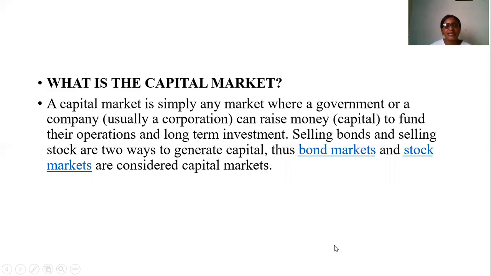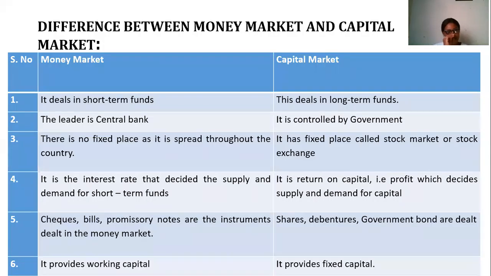So a capital market is simply any market where a government or a company, usually a corporation, can raise money, which is capital, to fund their operations and long-term investments. Selling bonds and selling stock are two ways to generate capital. Thus, the bond market and stock market are considered capital markets. In simpler words, a capital market is a market where borrowing and lending of funds on a long-term basis takes place. Now let us look at the differences between money market and capital market in more detail.